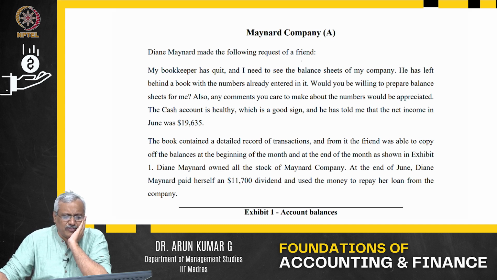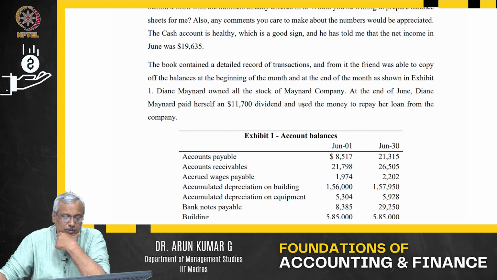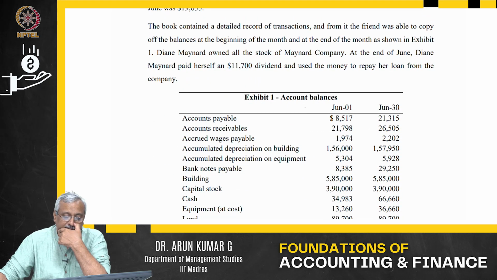Dan Maynard made the following request to a friend. My bookkeeper has quit and I need to see the balance sheets of my company. He has left behind a book with the numbers already entered in it. Would you be willing to prepare a balance sheet to show me? Also, any comments that you make about the numbers would be appreciated. The cash account is healthy, which is a good sign, and he has told me that the net income in June was about 19,635.